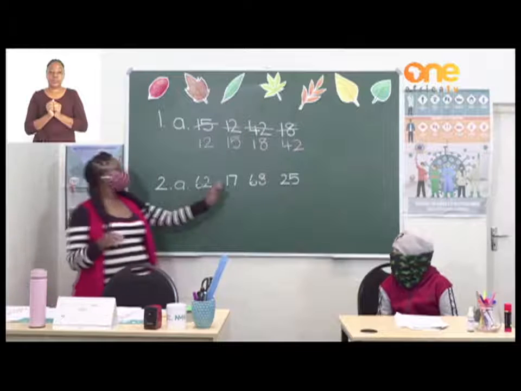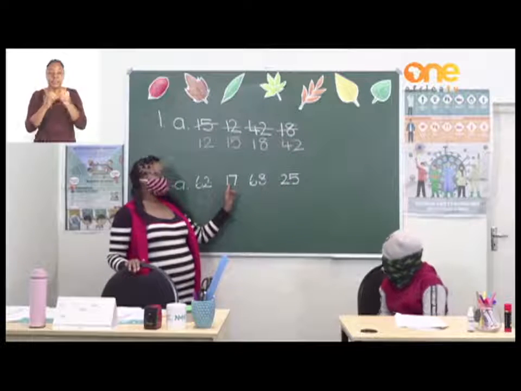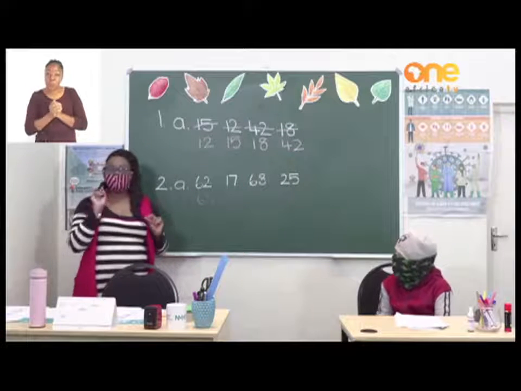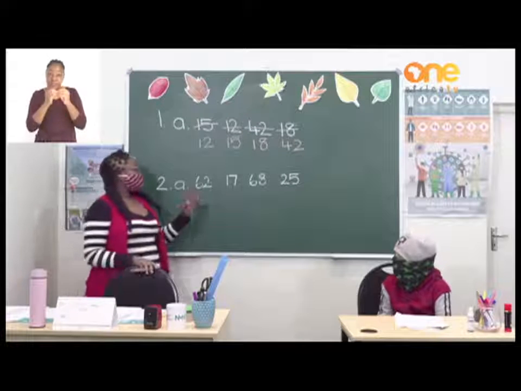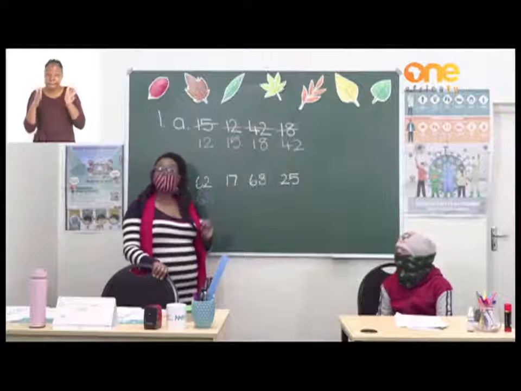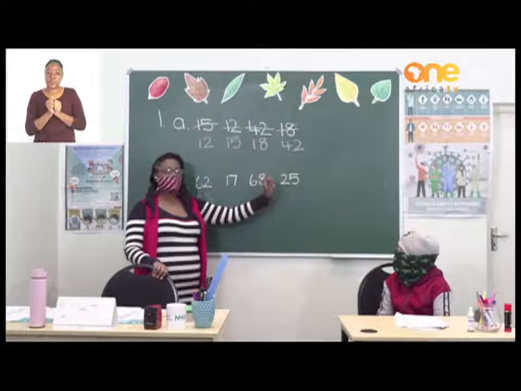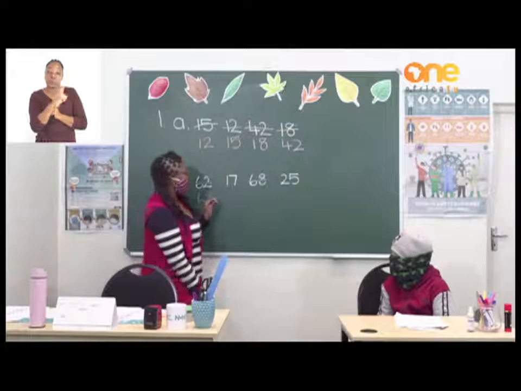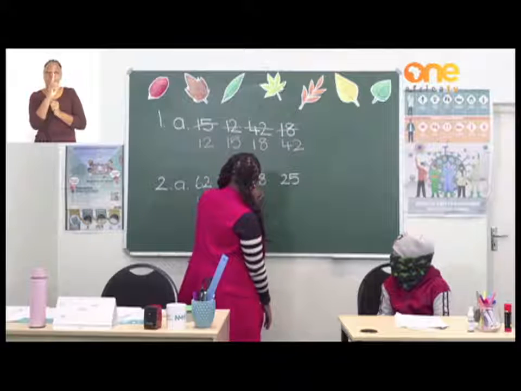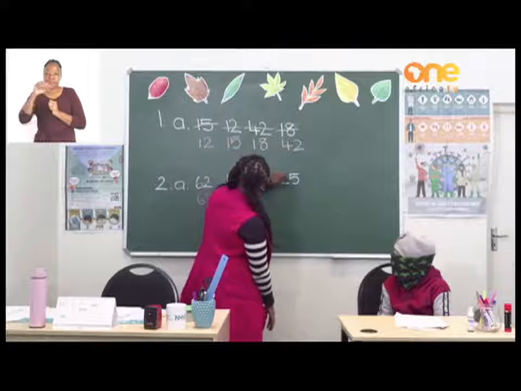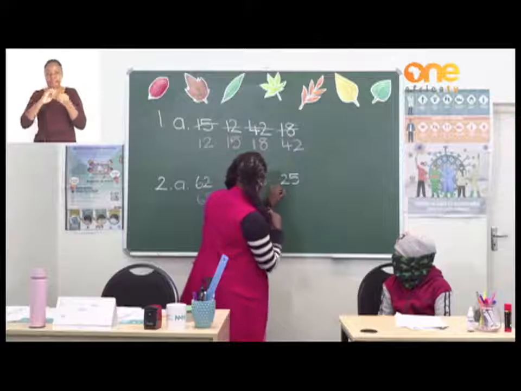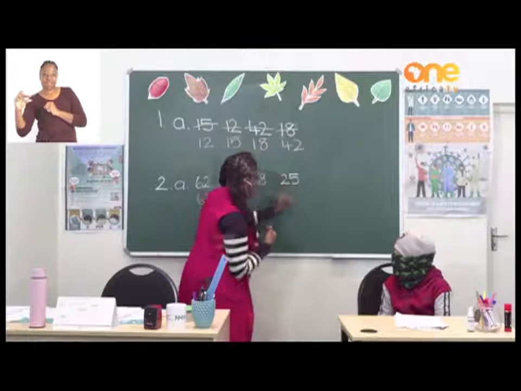Now, we have two numbers remaining. We have 17 and 25. Again, you must look at the first digit. We know that 2 is bigger than 1. So that means 25 is bigger than 17. And that makes 25 our next number. So we write the number 25 and we cancel the number 25. And then we put our last number, which is 17, and we cancel the number 17.